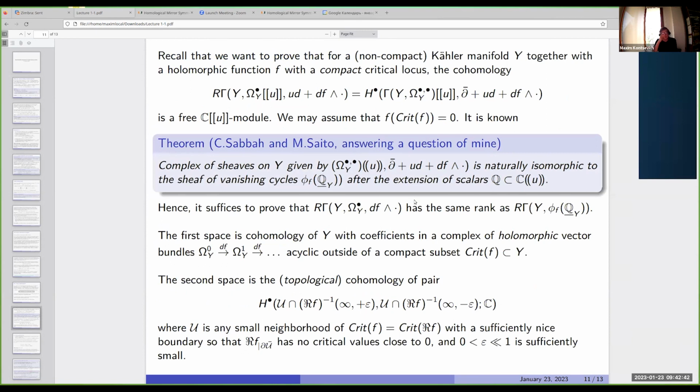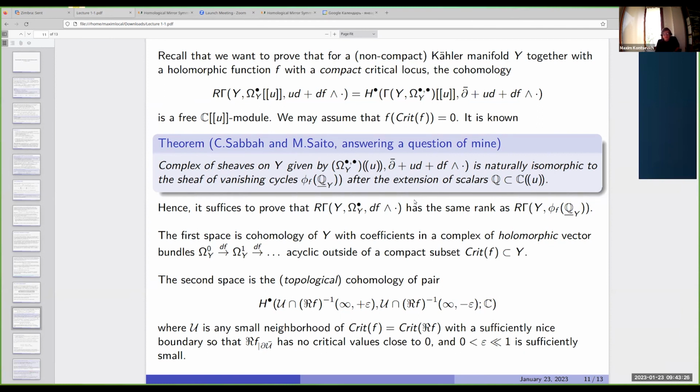So how to proceed? What do we want to prove? Now we don't worry about the volume element at all. So there's no volume element. We have a non-compact Kahler manifold, and a holomorphic function with compact critical locus. And we want to prove that the RΓ of this complex of sheaves, for which you can use the Dolbeault resolution, is a free module over series in u. And again, because its homology is supported on the critical locus, you can assume that you keep just one component and shift the function by a constant, so assume the critical value is 0.